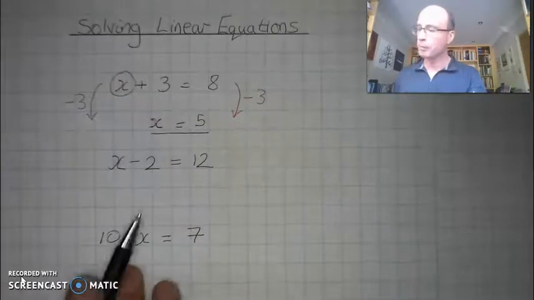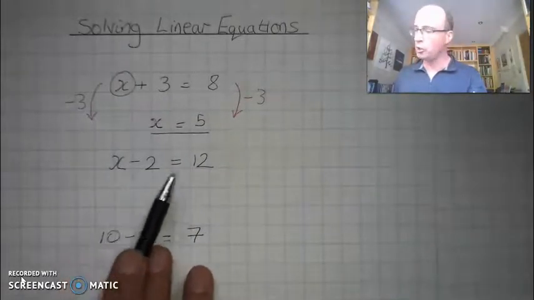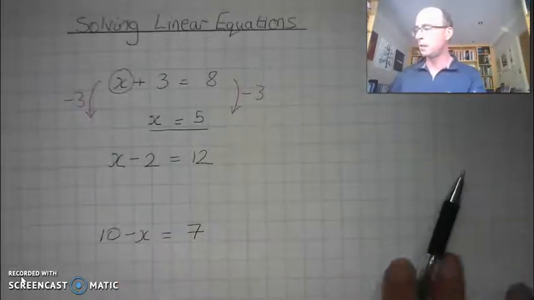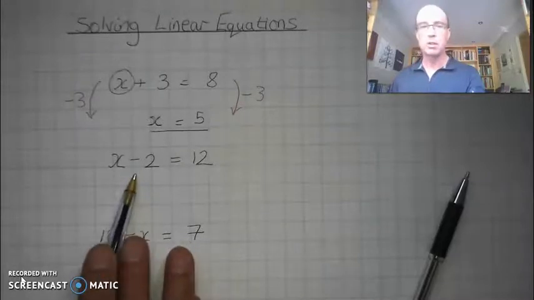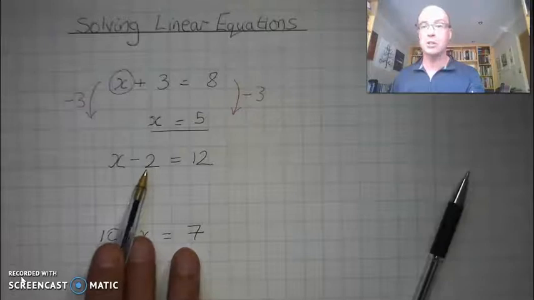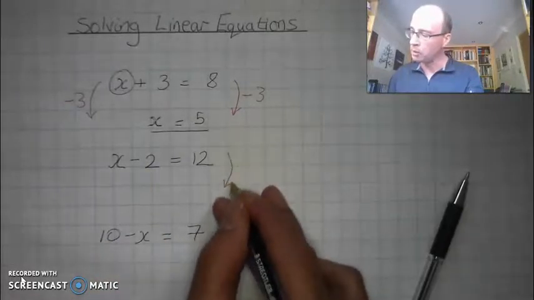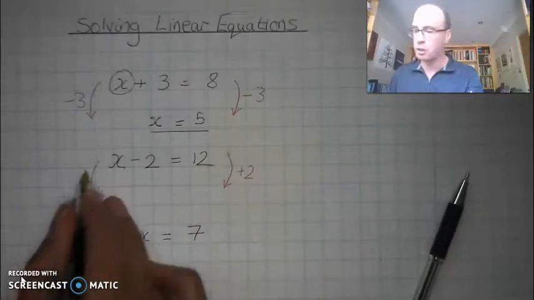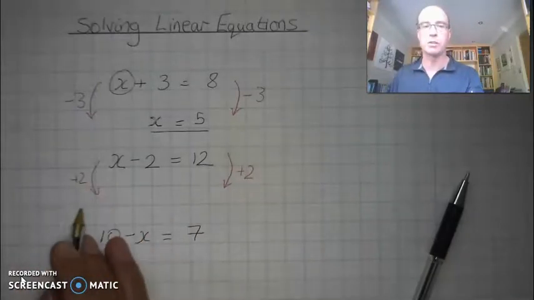Right, let's have a look at the next one. x subtract 2 equals 12. Again, we can probably do that in our heads, but we're going to lay it out mathematically. So I've got subtract 2, so the opposite operation to subtracting 2 is to add 2. So I'm going to do that to both sides of my equation. I can draw my arrows, adding 2 to the right, and I'm going to add 2 to the left.